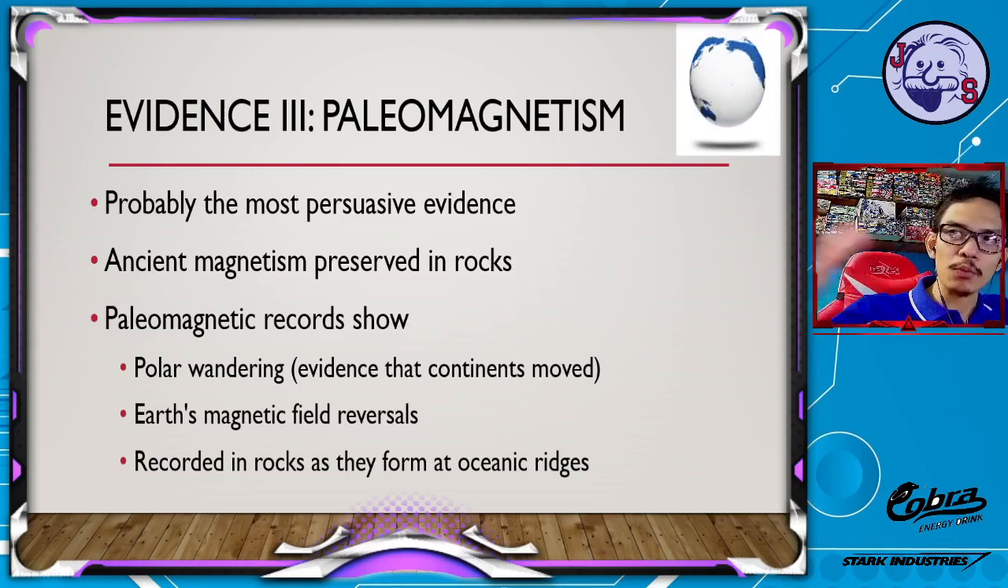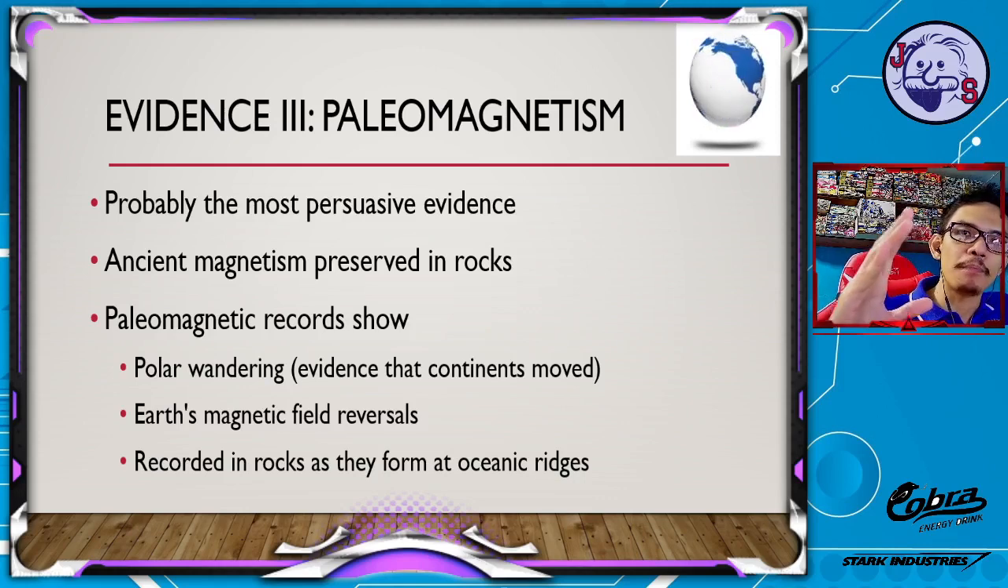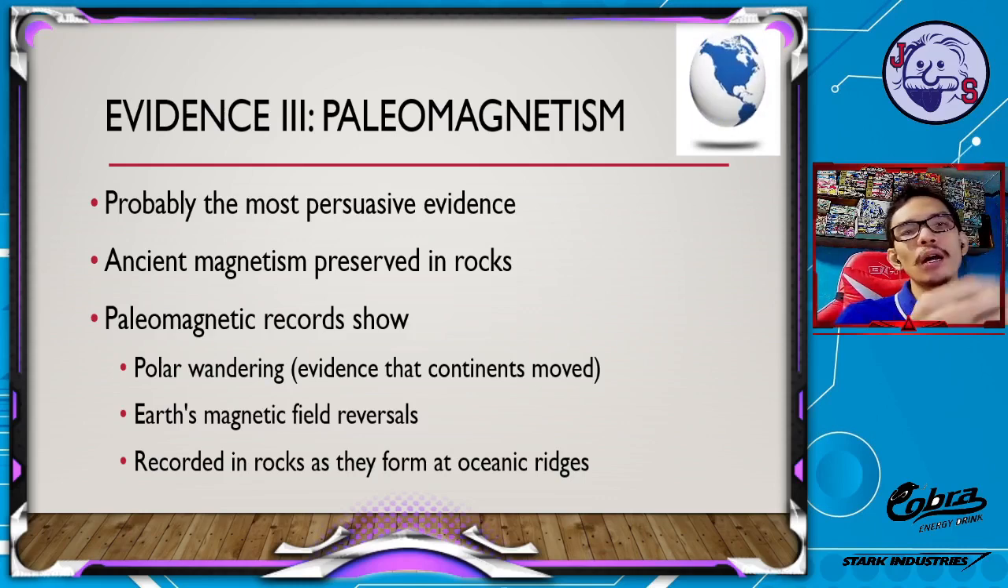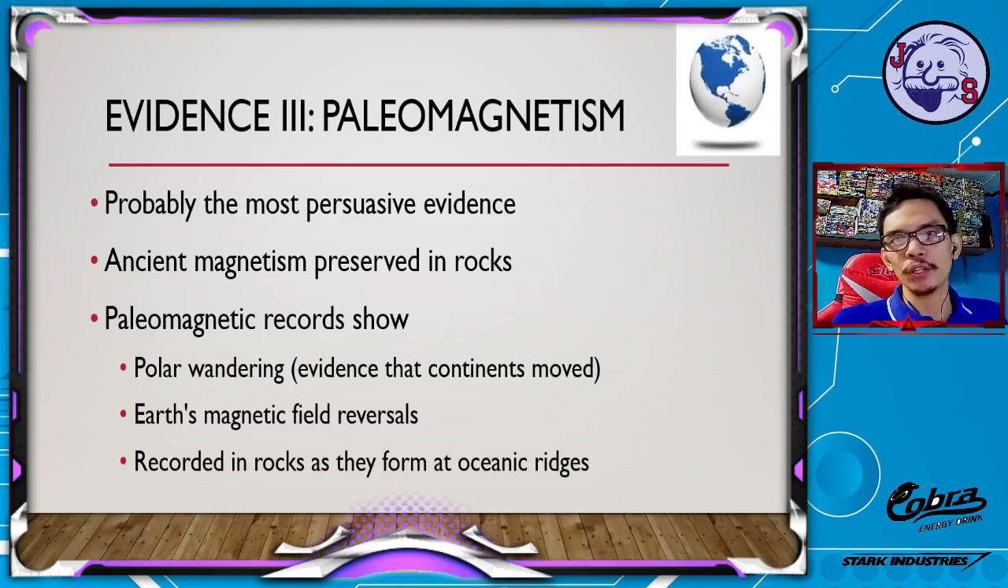Ancient magnetism, that's why it is called paleomagnetism. Paleo means ancient, and magnetism is magnets, something magnetic. Magnetic rocks are preserved. There are some particles in the rocks that react to the magnetic field of the Earth, that are sensitive to the magnetic field of the Earth.